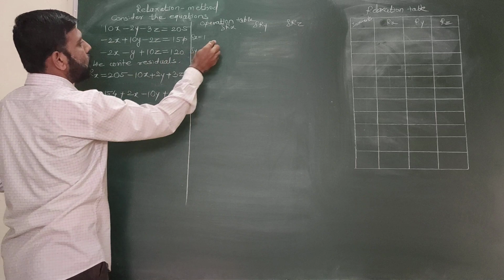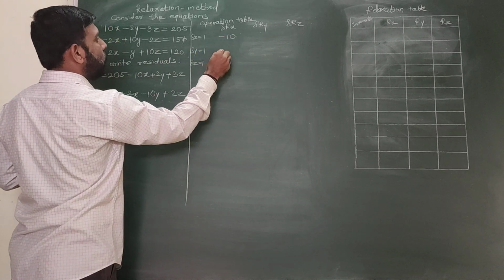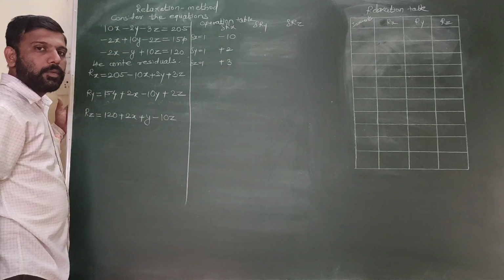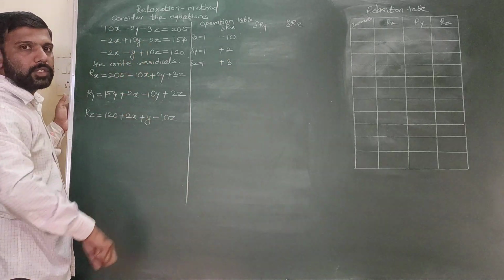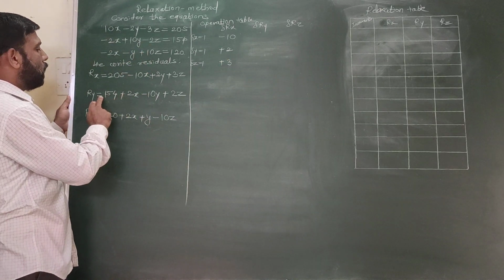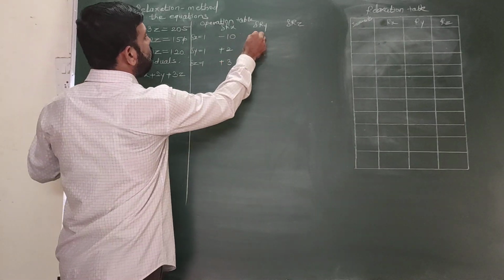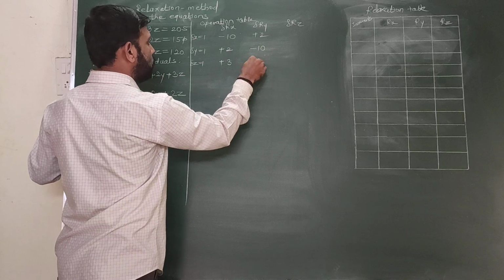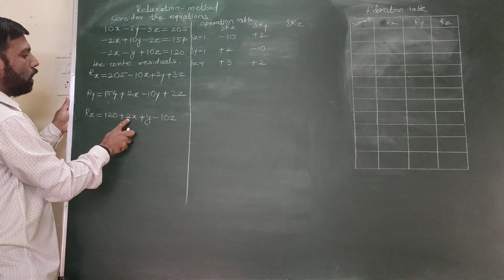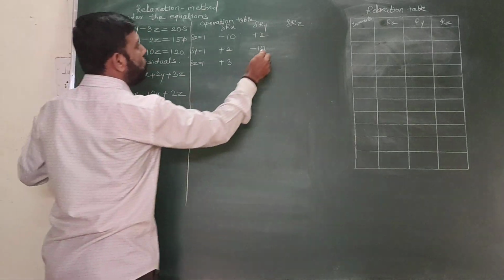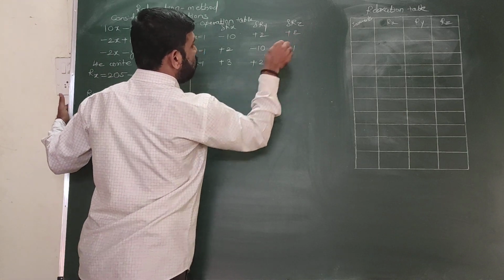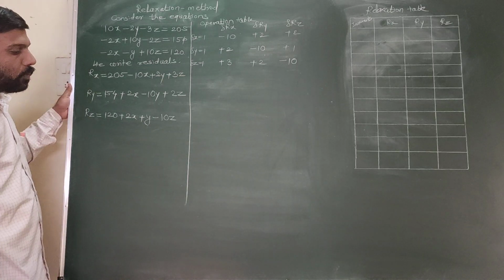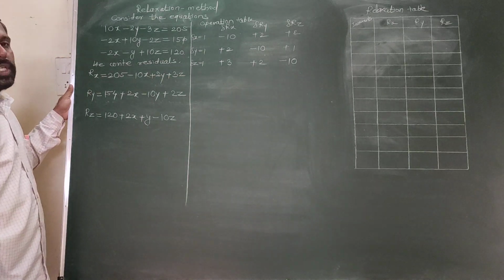variable. Coefficient of x minus 10, plus 2, plus 3. Put here the actual sign, plus or minus, whatever we have. Similarly, r of y: plus 2, minus 10, plus 2. Similarly, 2, plus 1 and minus 10. So this is our second part, the operation table.